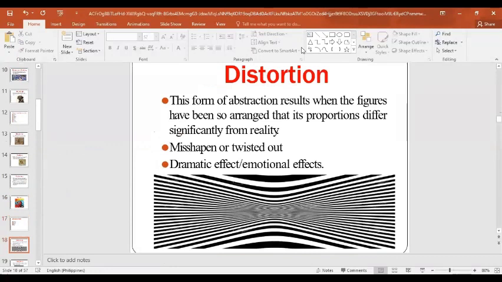Kung makikita natin ito, no? So para saan ba yung distortion? So this is done to dramatize the shape of a figure or to create a dramatic or emotional effects. Distortion. Kumbaga, kung mapapansin natin, hindi naman talaga siya gumagalaw, pero just because twisted out siya, no, nagkaroon siya ng dramatic or emotional effects. So next tayo.